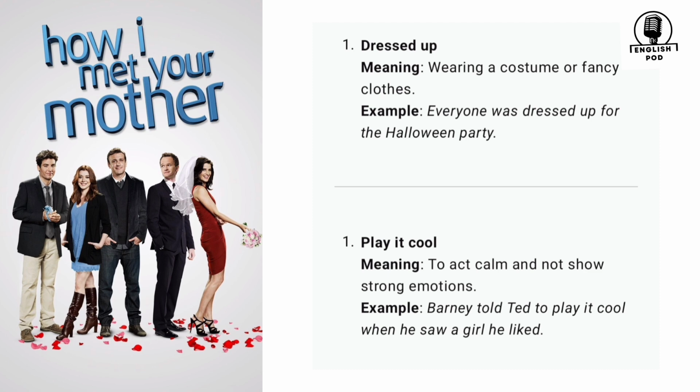But I think that's also where it gets a little tricky. Oh, totally. Because it's like, when is it just being too calculated? How much of it is genuine versus a performance? That's the fine line. Yeah. So, okay, that's play it cool. Let's move on to another one.